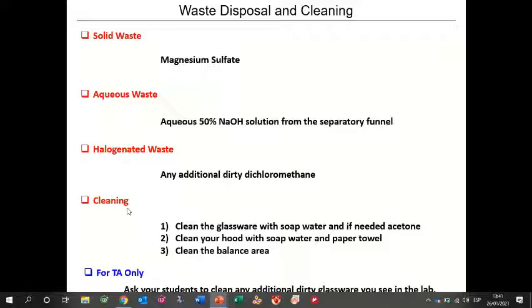And of course, you have to do the cleaning. Clean the glassware with soap, water, and if needed, acetone. Clean your hood, of course, and clean the balance area. And as a TA, I must ask you to do these duties because it is your responsibility to work as safely as possible, dispose of all the waste into the proper waste container, and also, after you finish your experiment and before leaving, clean your glassware and your work area.